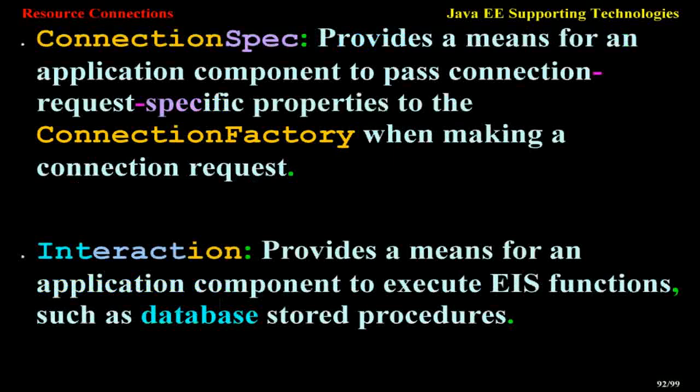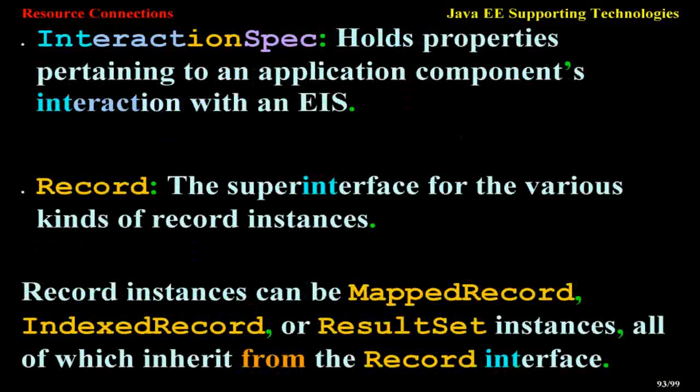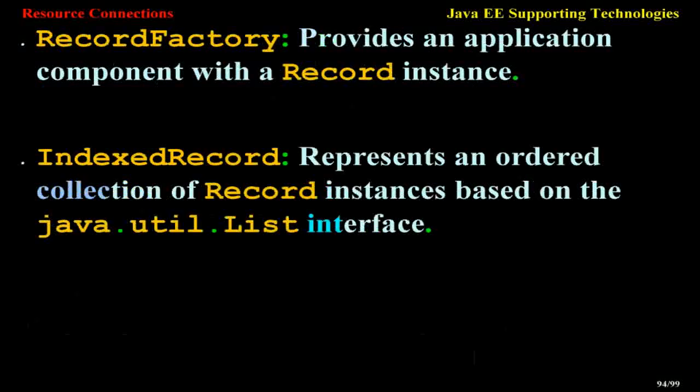ConnectionSpec provides a means for an application component to pass connection request-specific properties to the connection factory when making a connection request. Interaction provides a means for an application component to execute EIS functions, such as database stored procedures. InteractionSpec holds properties pertaining to an application component's interaction with an EIS. Record is the superinterface for the various kinds of record instances. Record instances can be MappedRecord, IndexedRecord, or ResultSet instances, all of which inherit from the Record interface. RecordFactory provides an application component with a Record instance. IndexedRecord represents an ordered collection of Record instances based on the java.util.List interface.